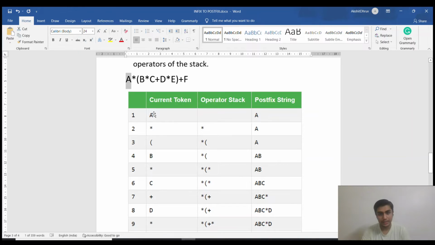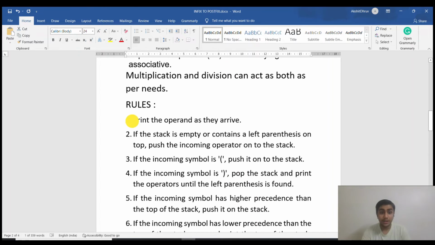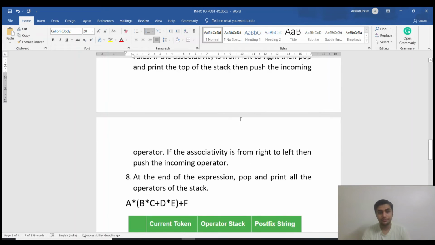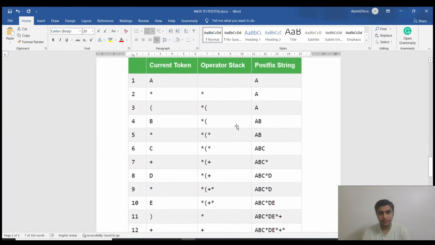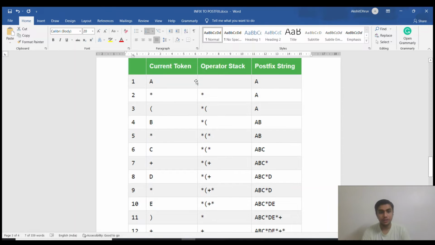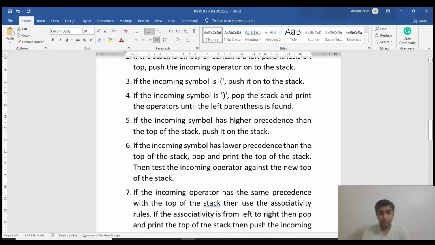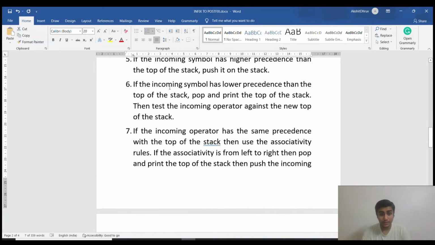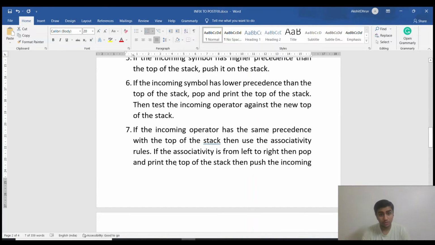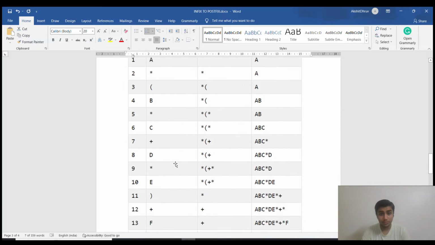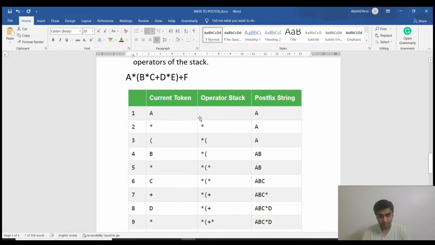First one is A. Either we can put it in the stack or we can directly print it. What we will do is print the operands as they come. So it's the operand, yes, so we will directly print it over here. If the incoming symbol is an operator, is there any rule? No, no rules. So we will just push it to the stack.